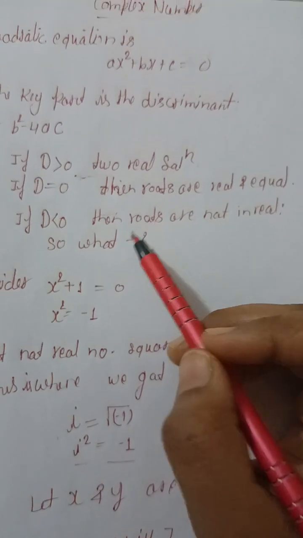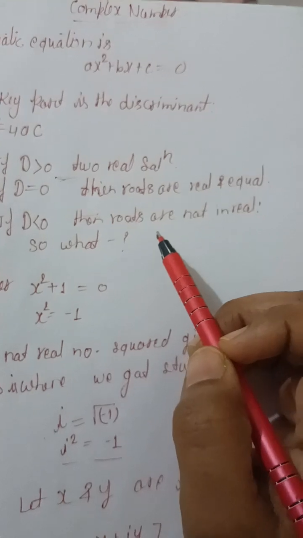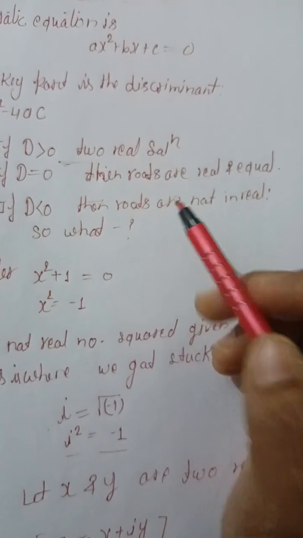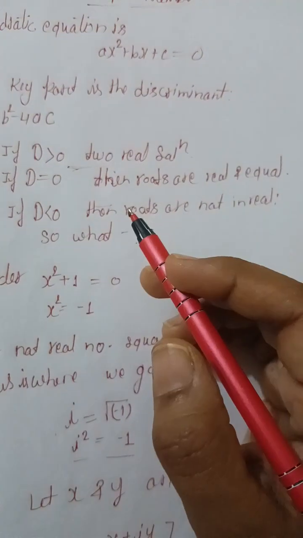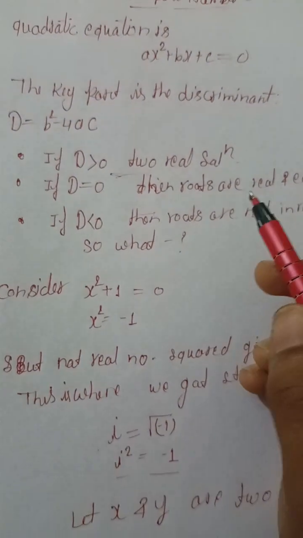So the problem is in the third case, if D is less than 0. If the solution does not exist in real numbers, then what about it? And there is no system in which a solution exists.